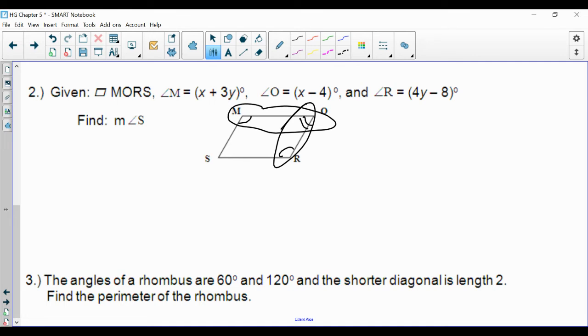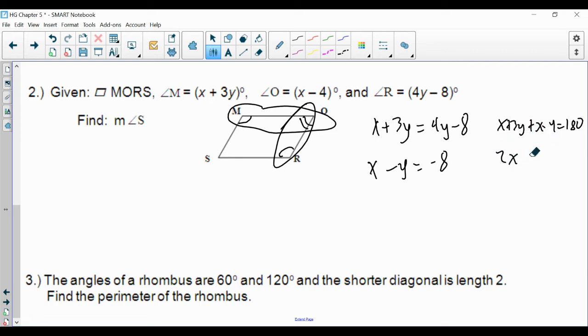So I look at this and I see they all have X's and Y's, so it really doesn't matter. Let's just go ahead and say x plus 3y equals 4y minus 8. Okay, and then it's a nice little system. All right, subtract that over. So now we've got to set up a second equation. Let's just go ahead and say x plus 3y plus x minus 4 equals 180.